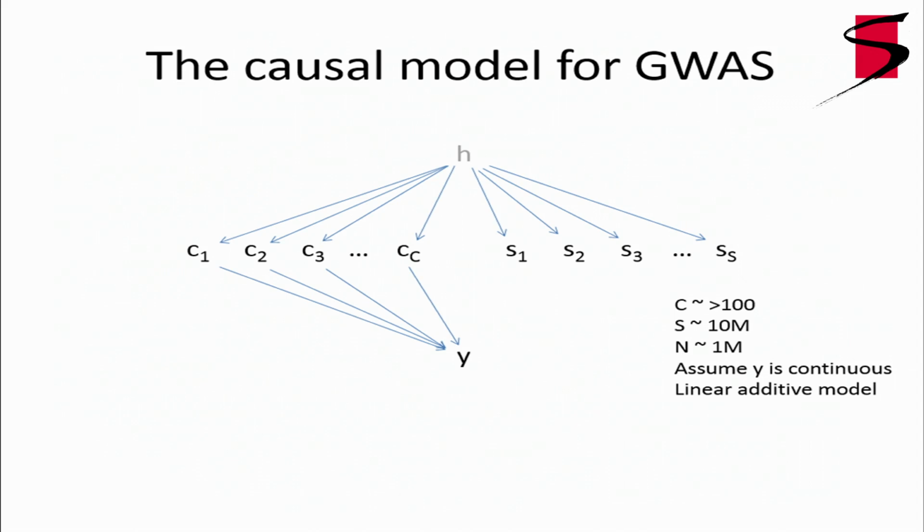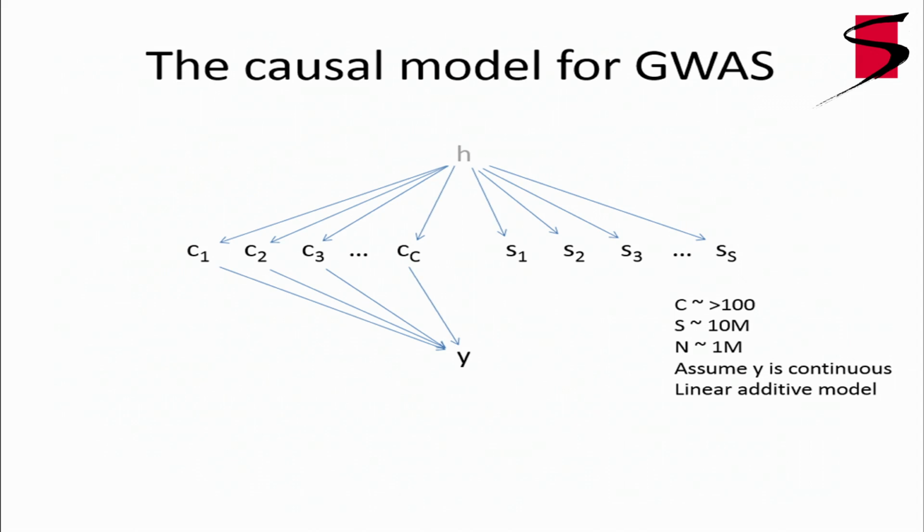I want to emphasize that the number of causal SNPs is large-ish, but not that big. For any given trait, you might have 100 SNPs influencing the trait, you might have 1,000, you might have 10,000. Fairly big, but not as big as the number of total SNPs, which is on the order of 10 million. At least that's what we're shooting for in the community. And then the sample size is also large, on the order of 1 million. Again, that's what we're shooting for. Nowadays, they're more like 10,000, but this is where the community is heading.